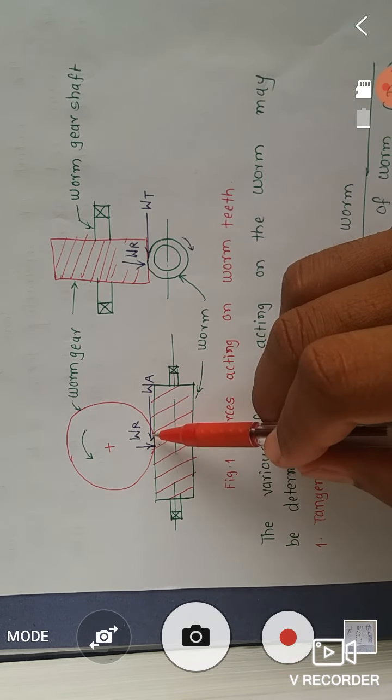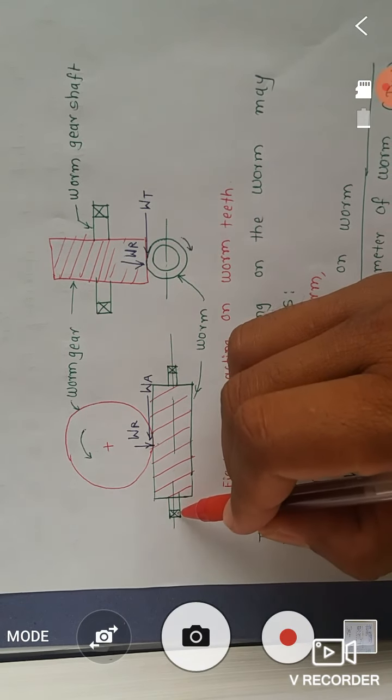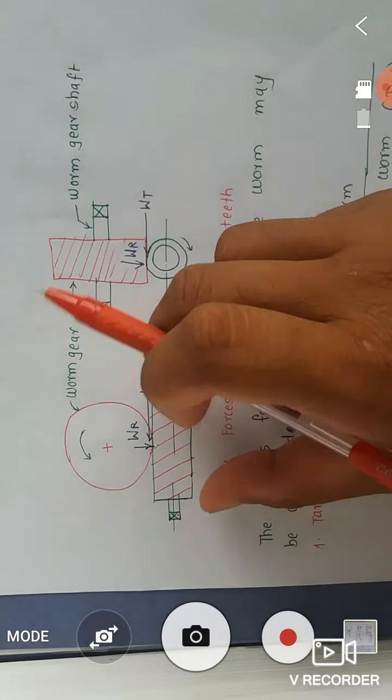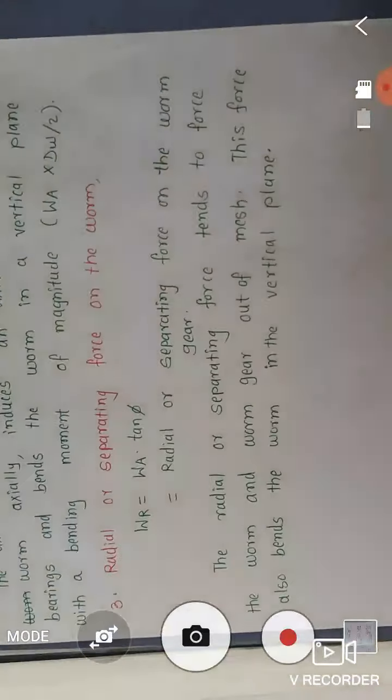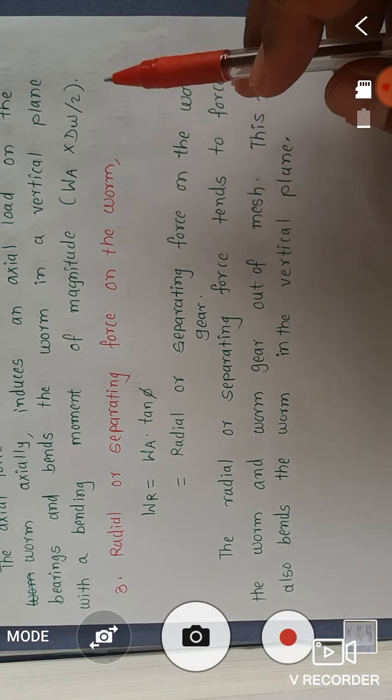As WA acts on the left side, it directly affects this bearing, and it tends to bend the worm in the vertical plane, and the magnitude becomes WA times dW upon 2.